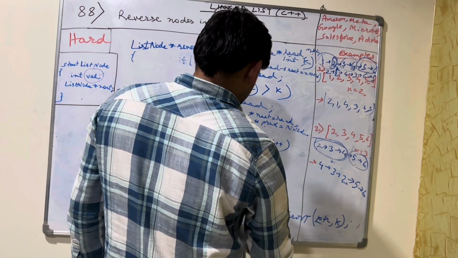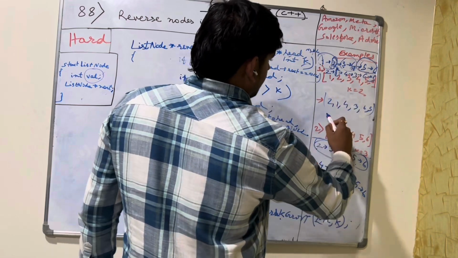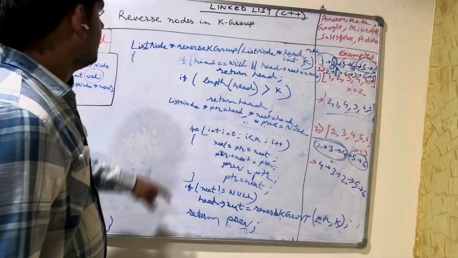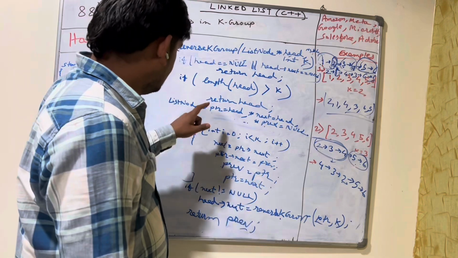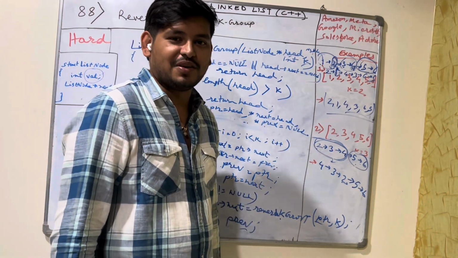So this would return previous. So for previous, this previous would be 4 here. So in this way we will get this answer. I hope this is clear. The link to the question is given in the description. Please try it yourself and then come to my code walkthrough section.